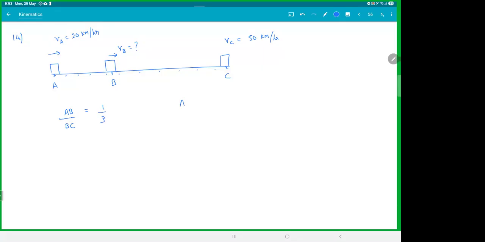This much we know. So a vehicle is going from A to C with a constant acceleration. So B is somewhere on the way in the journey. So the vehicle is starting from A with a speed of 20 kilometers per hour with some acceleration. How much? We don't know. But when it reaches C, the speed becomes 50 kilometers per hour. Using this information, tell me what is the speed when you're at B.